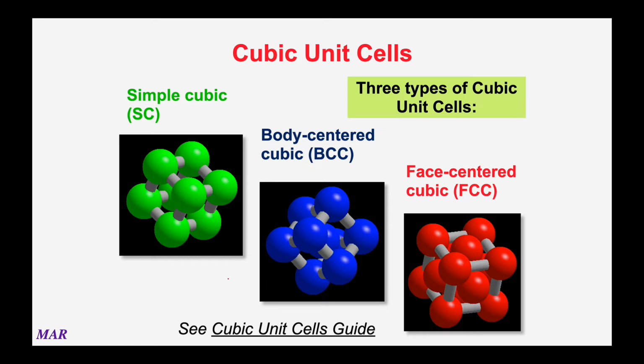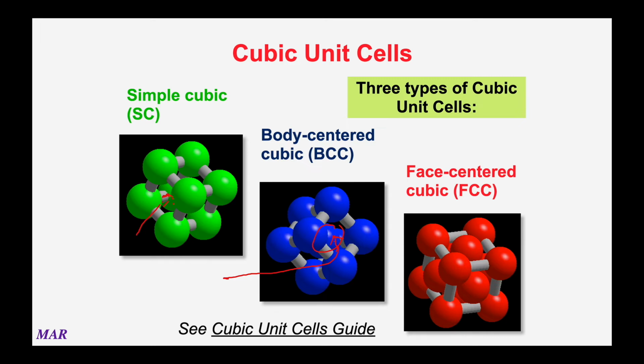Body-centered cubic has an atom inside the cell, all right? If you look at the inside of the simple cubic, there's no atom inside. But when it comes to the body-centered, there's one right there. There's actually an atom inside the body of the cell, and that's why it's called body-centered cubic. Neither face-centered nor simple cubic has it.